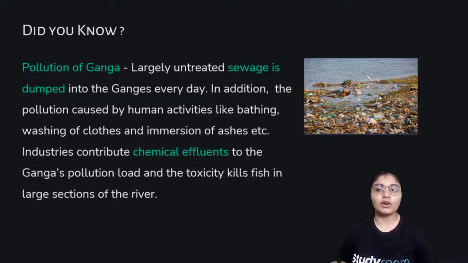So we performed all these activities and calculated the pollution of the Ganga river, and we found that untreated sewage was dumped into the Ganga, and human activities like bathing and washing of clothes added to the pollution. With that, we had a huge load of chemical effluents flowing into the Ganga river from industry. So all of these factors added to the pollution of Ganga.